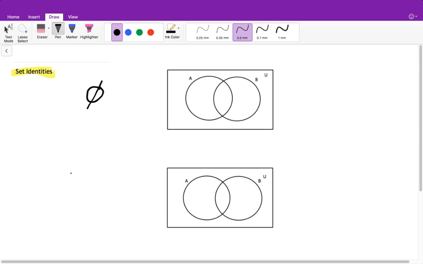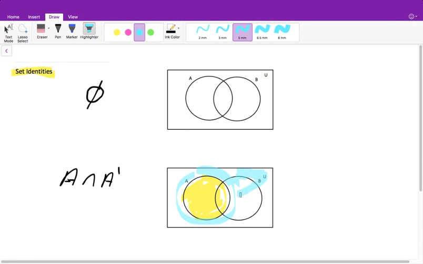So then if we go ahead and try and do A intersection A complement, well, first let's color in our A. So our A will do in yellow. So here is our set A. And then let's go ahead and do our complement of A in blue. So that's everything outside of the set A. So it's all this blue here.